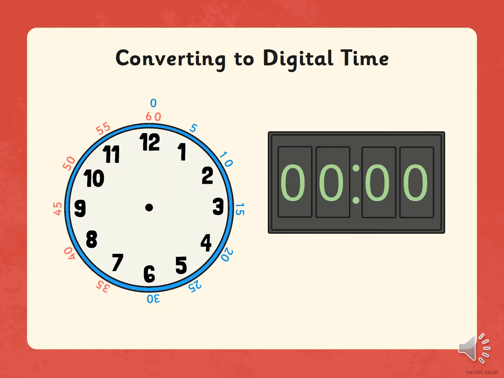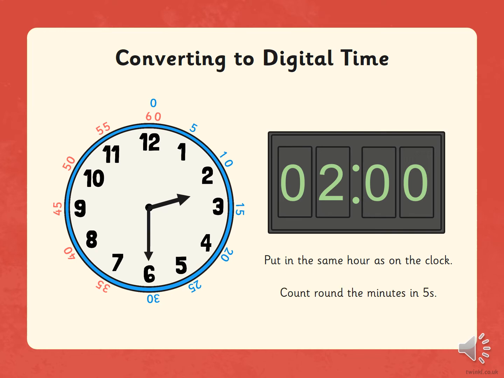Converting to digital time. Put the same hour as on the clock. Let's look at the clock. The clock is pointing halfway between the 2 and the 3. Let's click here and put a 2. Count around in minutes. 5, 10, 15, 20, 25, 30. So when the big minute hand points at the 6, we already know that means half past. But in digital time, that is 30 minutes. Let's make our digital clock say 2:30. Well done.